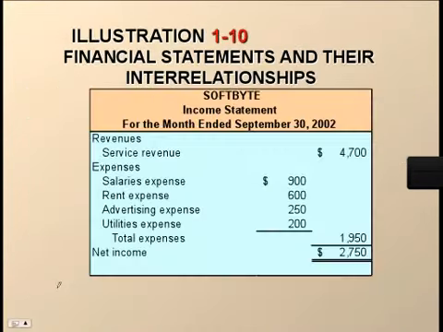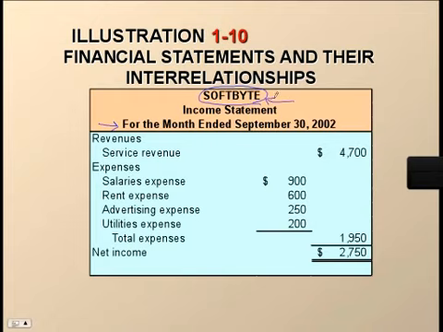Let's look at the income statement first. As we talked about already, remember we said it's for a period of time. In this particular case, it's for the month ended September 30th. If you recall, we used SoftBite as the company in the last video, whereby we recorded the transactions. So this is what the net income would have been for that particular company, given that they just started.